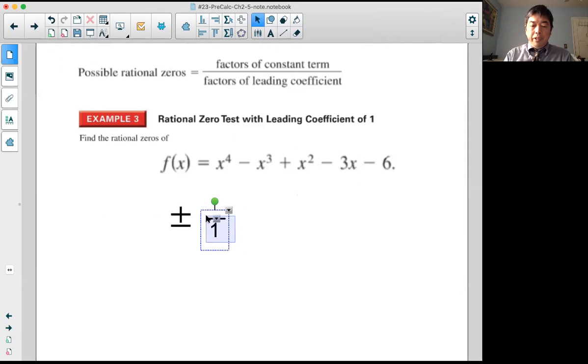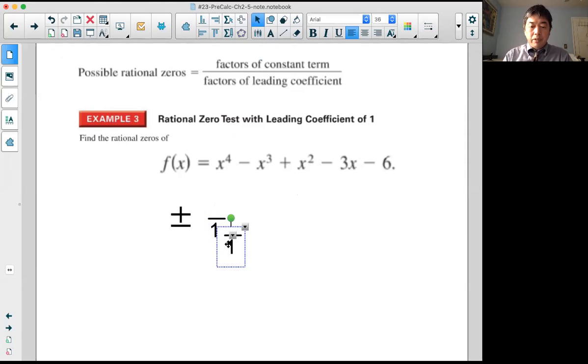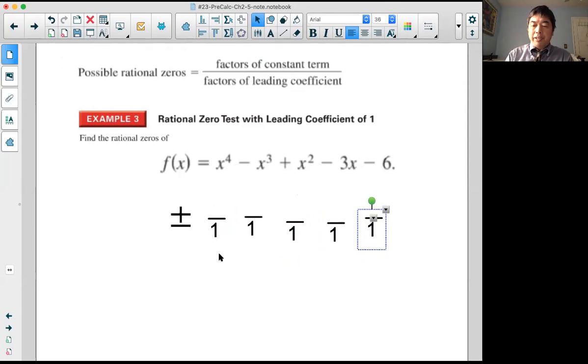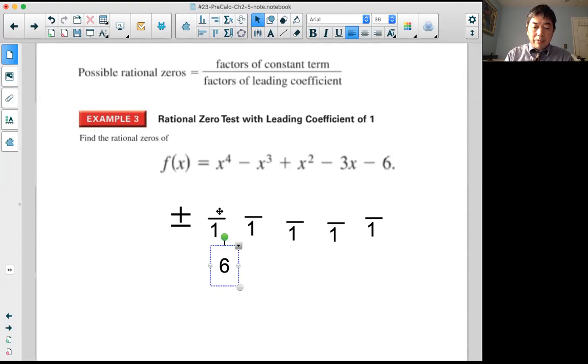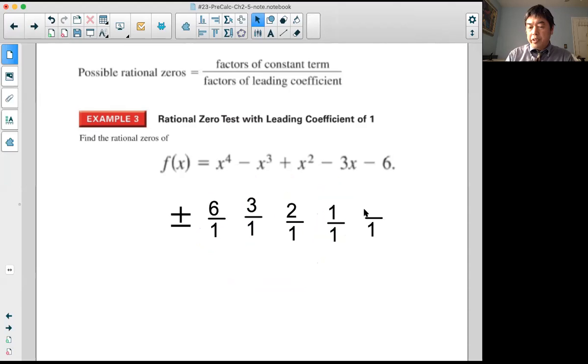I don't know how many we need. Just write down here: 1, 2, 3, 4. It might not be enough, but let's see. Everything is plus minus. So start from the factors of 6: 6, it could be 3, it could be 2, and 1. Everything is plus or minus, so we didn't need this.